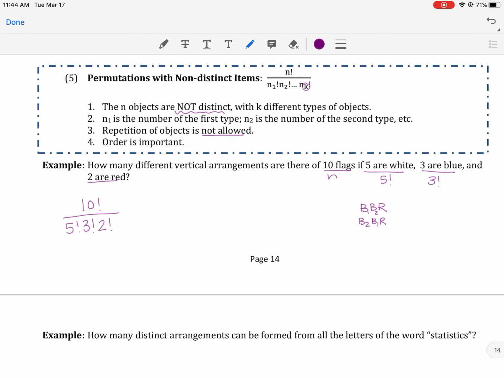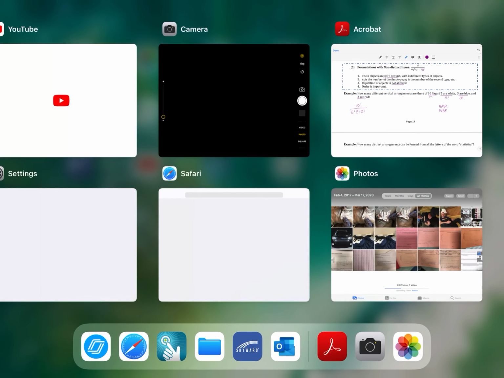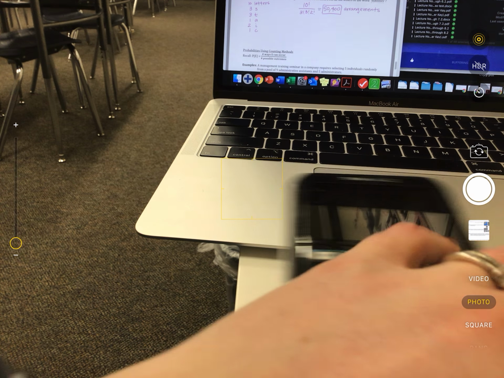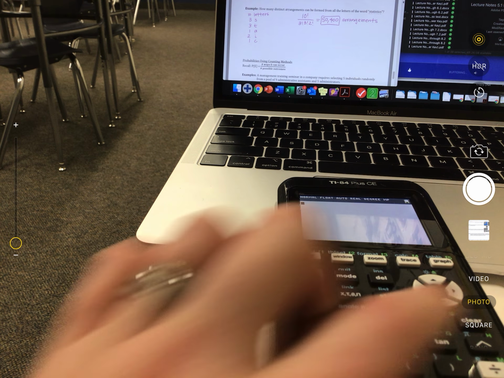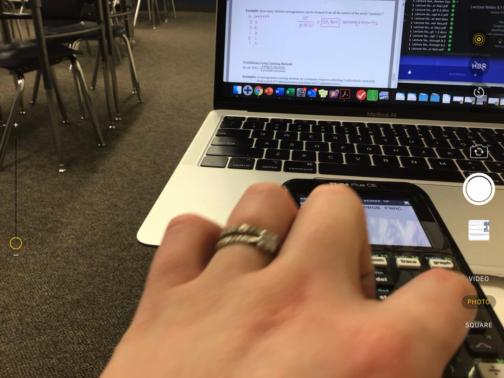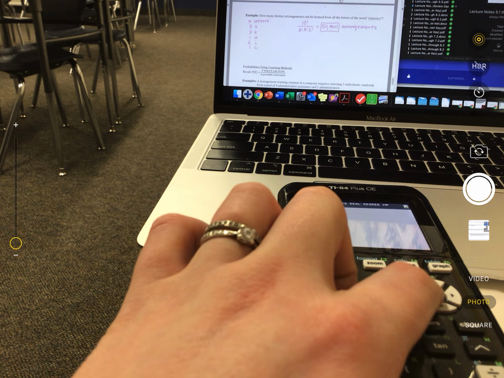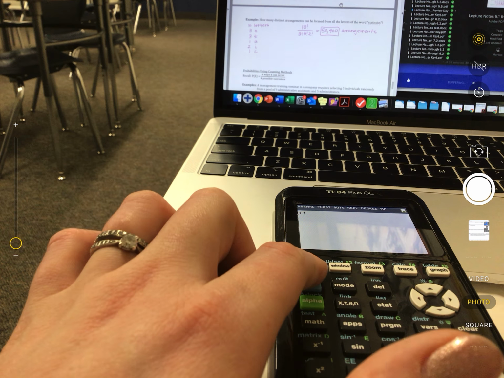All right, let's pull out our calculators, everyone. Same steps as last time. We're going to turn it on, and we're going to hit math. Remember, we go right to probability, and we're going down to number 4 for factorial. Oops, I guess I should have typed in the number 10 first. Sorry.